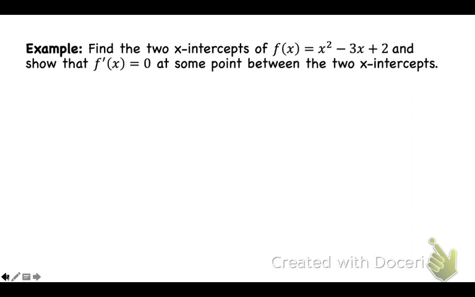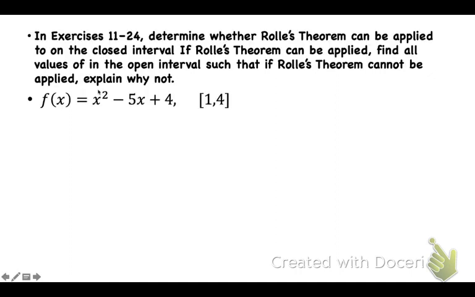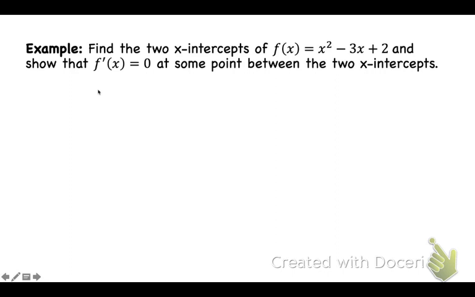Okay, it says find the two x-intercepts of x squared minus 3x plus 2 and show that f prime of x equals 0 at some point between the two. So how do I find the zeros? You equal it to 0. So x squared minus 3x plus 2 equals 0, then what?